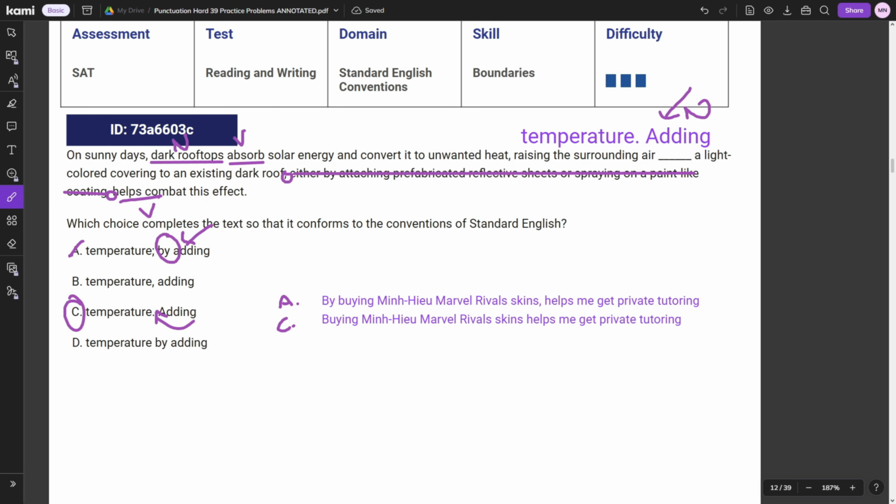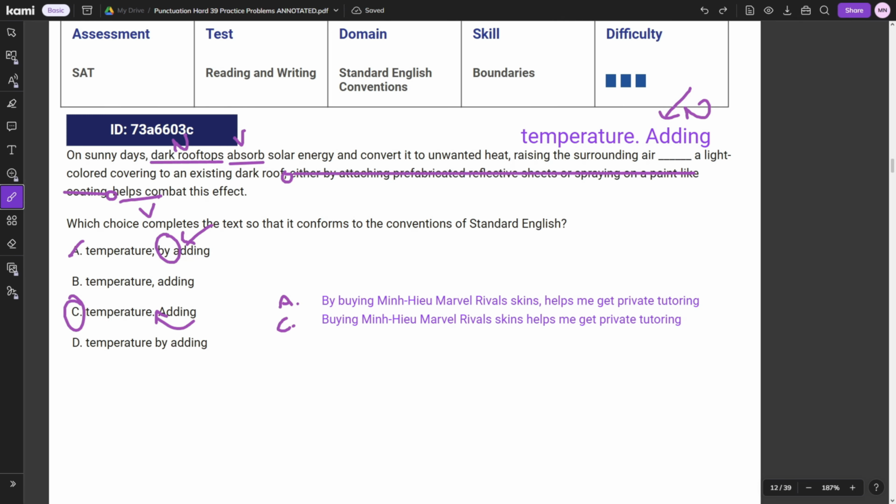Of course, we know that the first sentence, because it's a modifier, we're missing a subject. We only have the verb helps. But if you also just read it, it doesn't quite sound right. By buying Minh-Hieu Marvel Rivals skins helps me get private tutoring. It doesn't really flow nicely, it doesn't make sense. It feels like something's missing, which obviously something is, it's the noun that's missing.